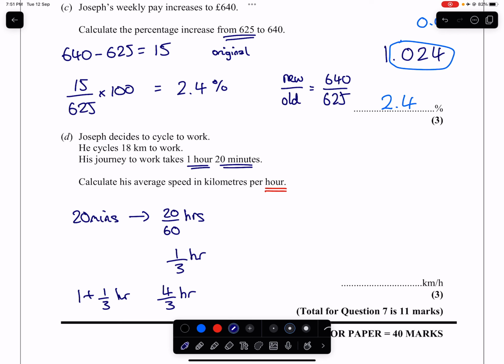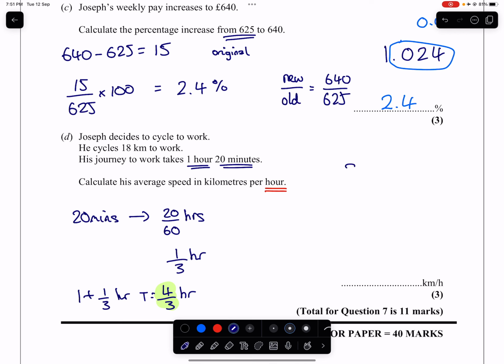Now you can write that as a decimal if you want, but these are recurring decimals, and you know there's a risk that you might not end up using the whole decimal. You might round your answer when you shouldn't. So I'm going to leave this as 4/3 for now, and that is the time.